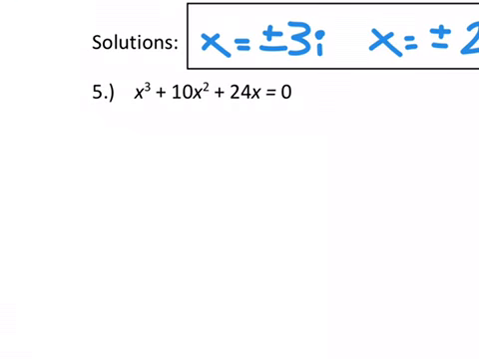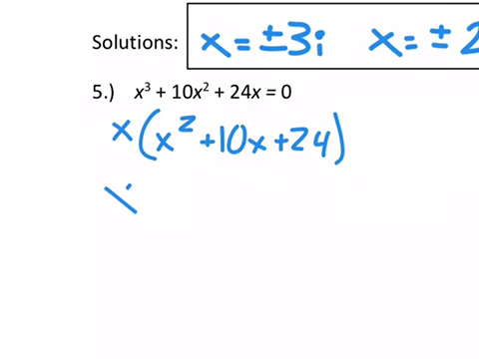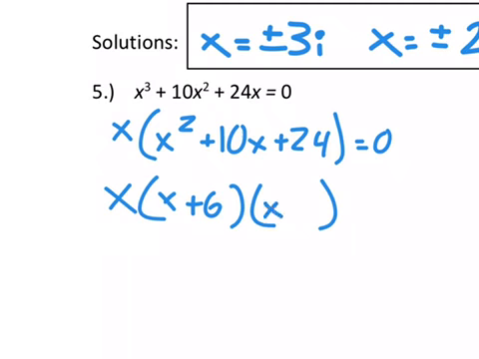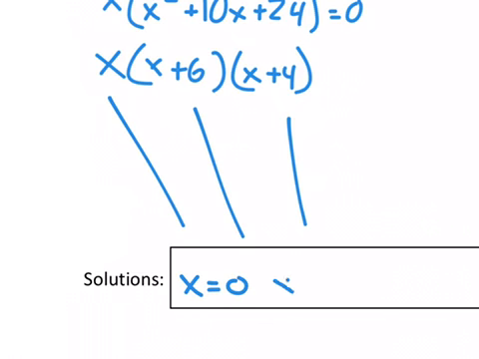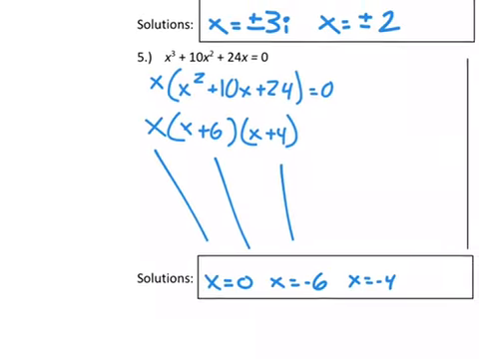This one here, it's 3 terms with x cubed, which means hopefully we have a GCF. We do. It's an x. So we have x squared plus 10x plus 24. So we have the x as a GCF. But now we are simply regularly factoring this inside piece for x plus 6, x plus 4. So our solutions here, the one on the outside is x is equal to 0, then we have x is equal to negative 6, and we have x is equal to negative 4.